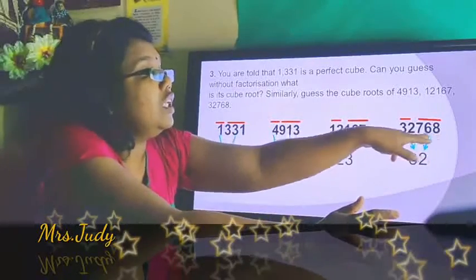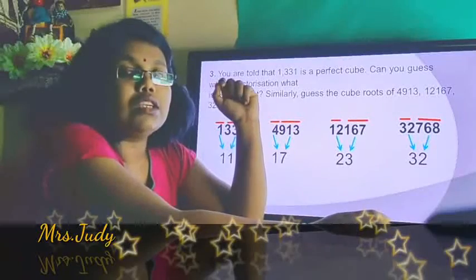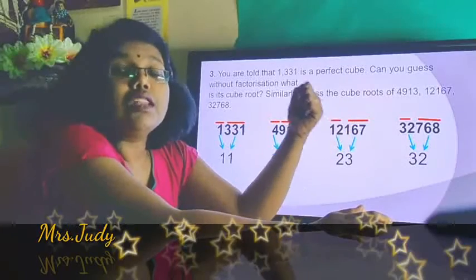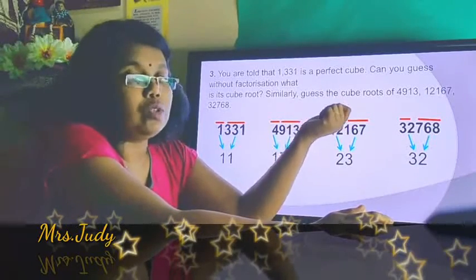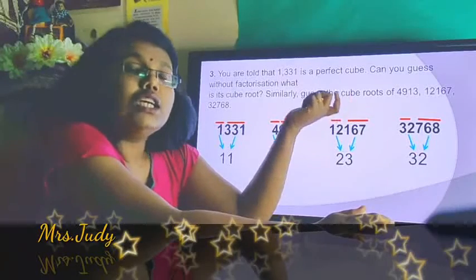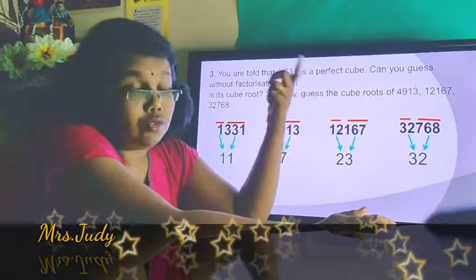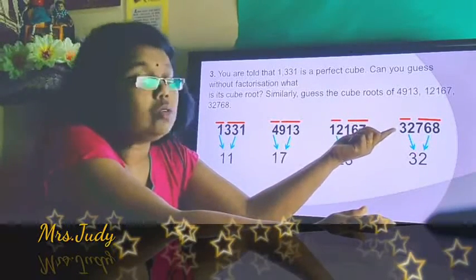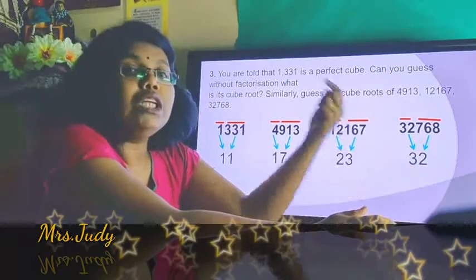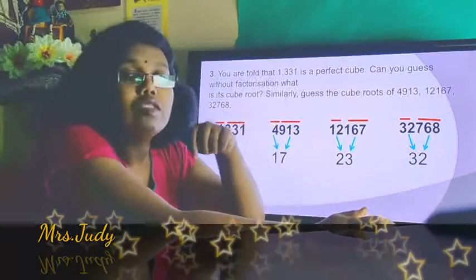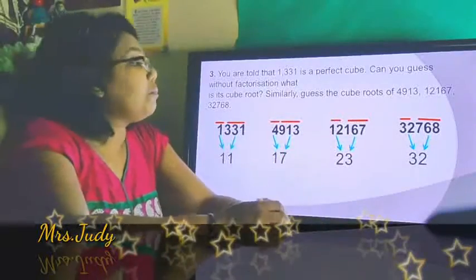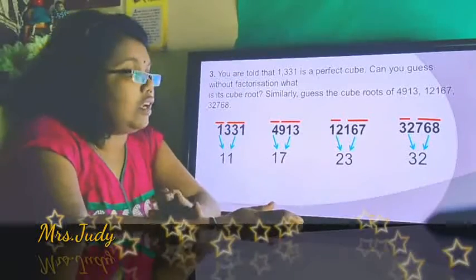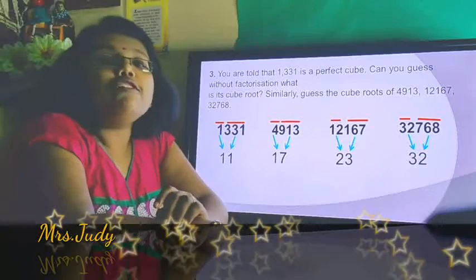Then 768. 8 in the ones place. Cube of which number ends in 8? 2. So directly we take 2. Now 32. 32 lies between which two cubes? The cubes between which it lies are 3 cube 27 and 4 cube 64. So it is closer to and greater than 27. We take the smaller cube, so we take 3. So 32 is the cube root of this number. This is guessing at the cube root, and it is absolutely correct. You could verify it using the prime factorization method. With that we come to the end of the chapter. Have a good day.